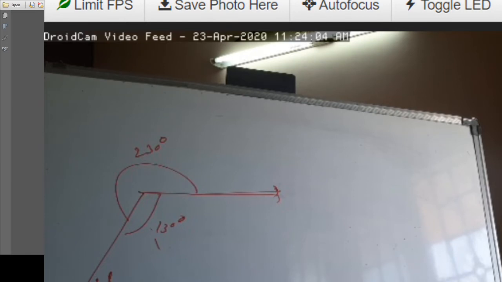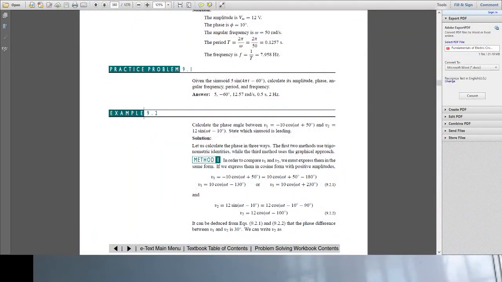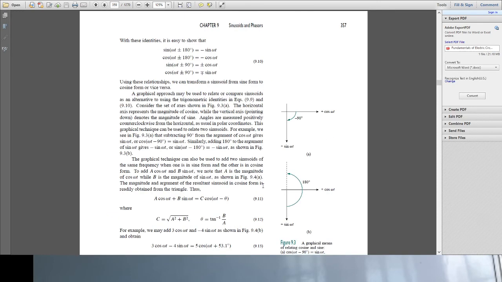Now coming to this case, look at this problem again. Here V2 is represented as 12 sin(omega t minus 10 degrees). But V1 is in cos and this is in sine. Either you have to convert both into sine or both into cos. To convert this sine into cos, I am writing 12 cos(omega t minus 10 minus 90 degrees). Again, the same trigonometrical principles I studied earlier: cos(omega t plus 90 degrees) is equal to minus sin omega t, or cos omega t.